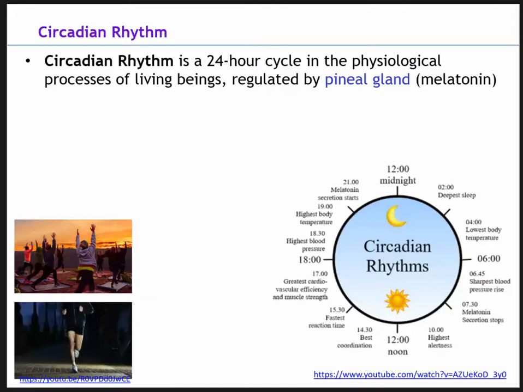Some hormones have very large fluctuations. Others have very little variability. Others only respond to acute stressors. So every hormone has its own pattern of release.